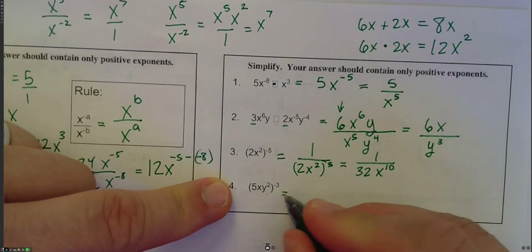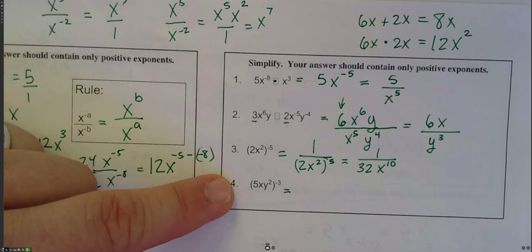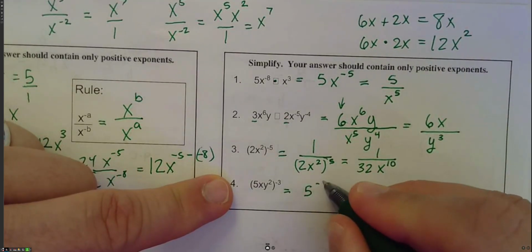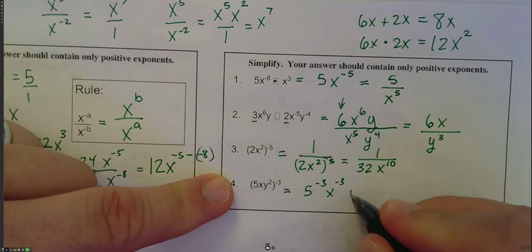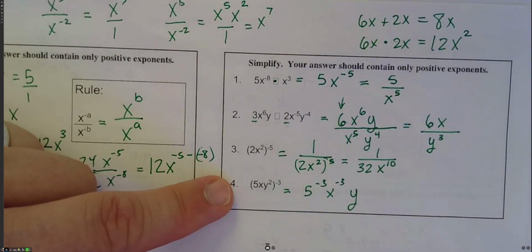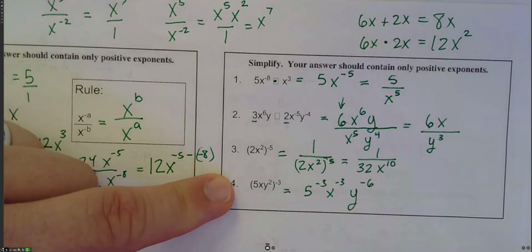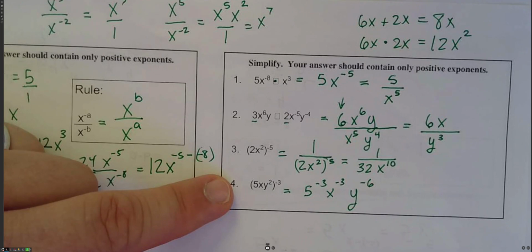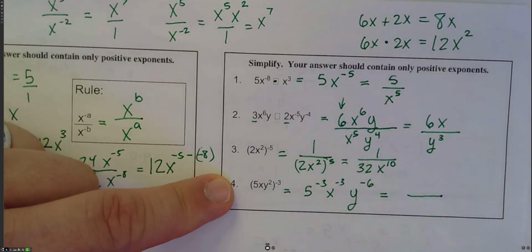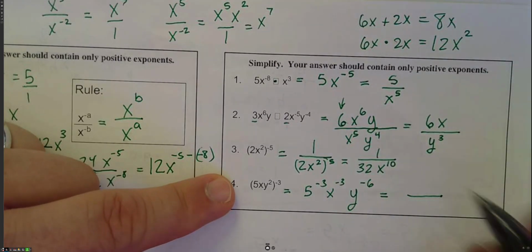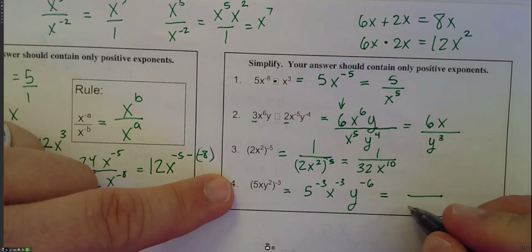So this next one, negative exponent. So I could do it the other way. I could go 5 to the -3, x to the -3, y to the -6. You put them all on. So that means they're all going downstairs. What is 5 to the -3, or what is 5 to the 3rd when it goes downstairs? 5 to the 3rd.